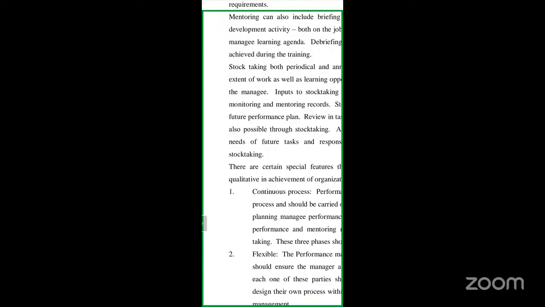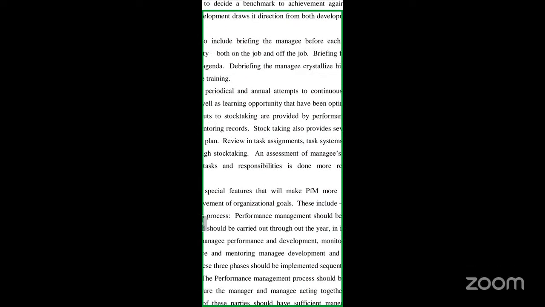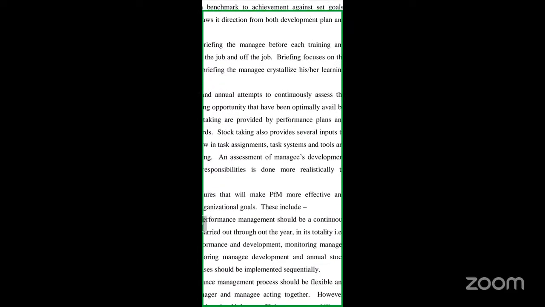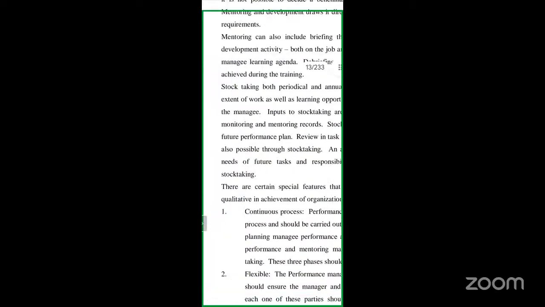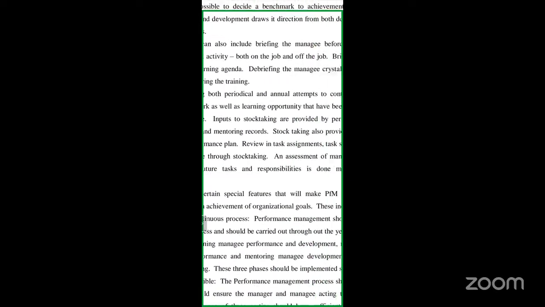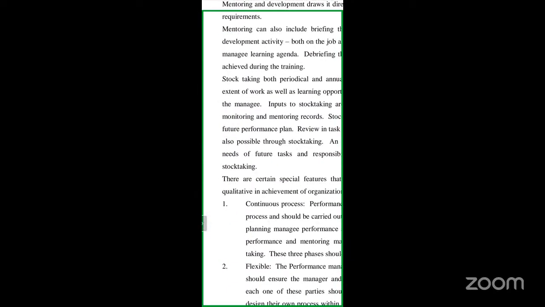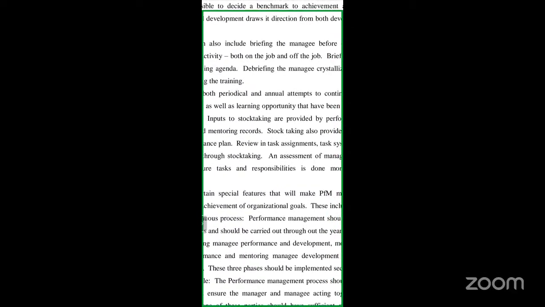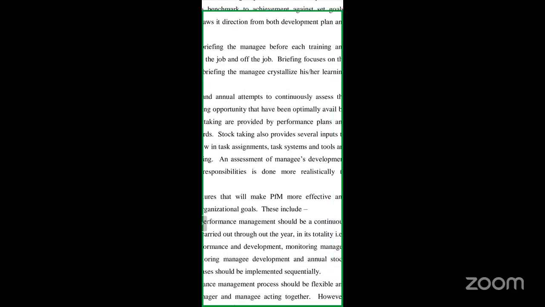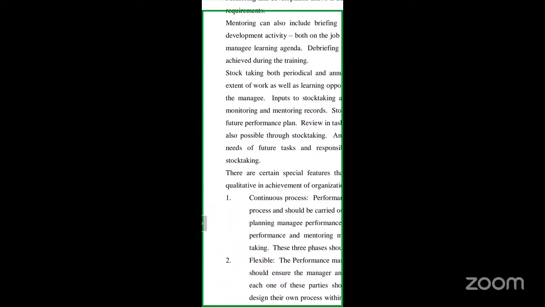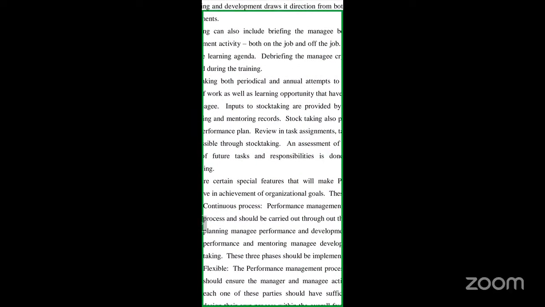Then comes stock taking, both periodic and annual attempts. We can take periodically, meaning monthly, quarterly, half-yearly or annual attempts, to continuously assess the extent of work as well as learning opportunities that have been optimally availed by the manager. What are the inputs for stock taking? Inputs are provided by performance plans and monitoring and mentoring records. As seen in the flowchart, the input for stock taking is the monitoring and mentoring.